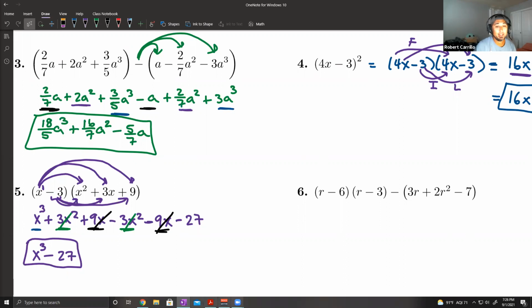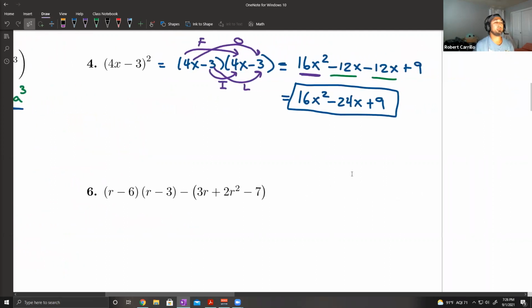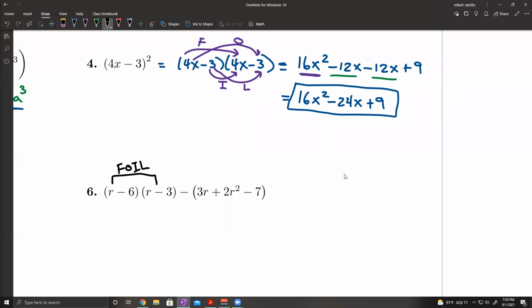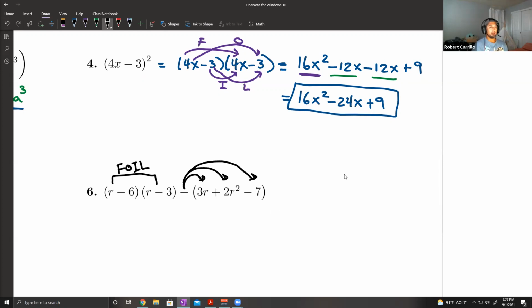Okay, let's keep going. Number 6, r minus 6 times r minus 3 minus parentheses 3r plus 2r squared minus 7. Okay, awesome. So for this one, we have a couple of operations we need to do. Since this is a binomial times a binomial, we're going to use what method? FOIL. And then on this one, all we have to do is distribute what? The negative. Good. You're going to distribute that negative. So let's go ahead and FOIL these two.